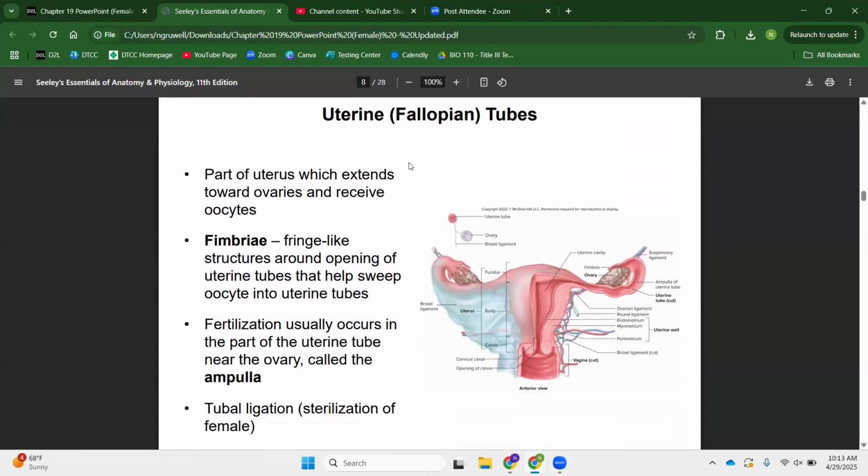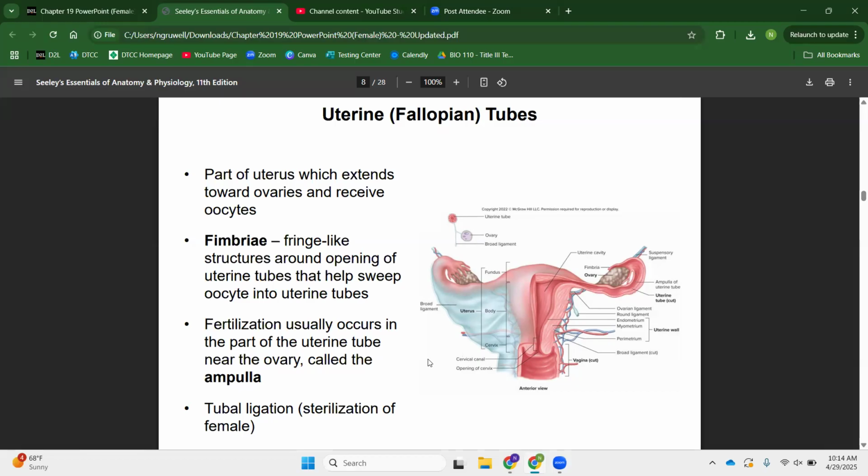All right, so the uterine tubes, very commonly called the fallopian tubes, are this portion of the uterus. They extend all the way out to almost surround the ovaries with these fimbriae. Like I said, these are almost like fingers or extensions that help sweep that oocyte into the uterine tube once released. This mid portion of the uterine tube, known as the ampulla, is where fertilization actually occurs. So the ampulla of the uterine tube is where fertilization actually occurs.